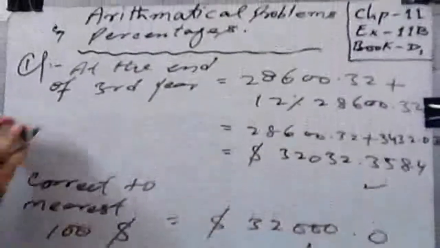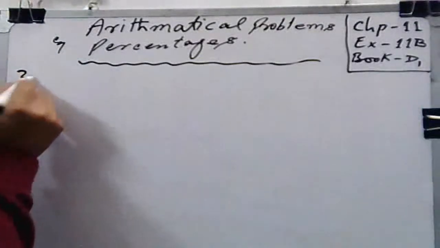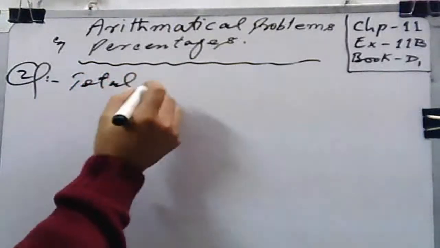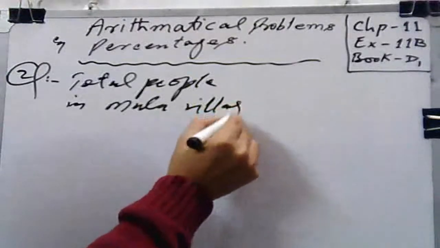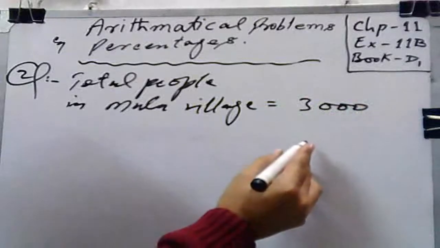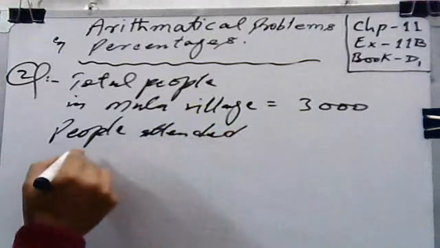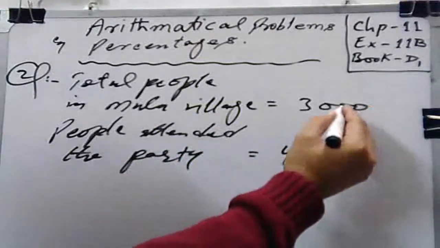Now coming to question number 2. In question number 2, if you read the statement, in Molo village there were 30,000 people, and it was estimated that about 4,000 people attended the party to celebrate a new year. So total people in Molo village is equal to 30,000, and people who attended the party is equal to 4,000.